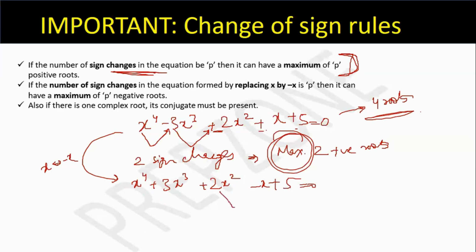यहाँ पे मैं साइन चेंज देखूंगा, कोई साइन चेंज नहीं है, यहाँ भी नहीं है। This is my first sign change and that is my second sign change. Sign changes plus to minus and minus to plus. So I have 2 sign changes, which का मतलब I can have maximum 2 negative roots. ठीक है, maximum 2 negative. This is the rule number 2. Okay. And rule number 3 says कि complex roots होगा तो इसका conjugate भी present ही होगा, right?